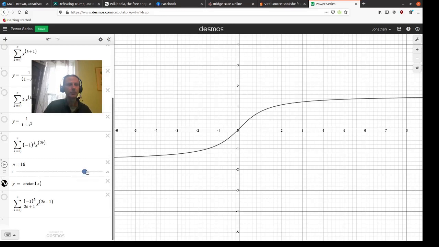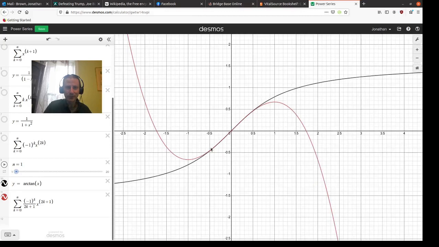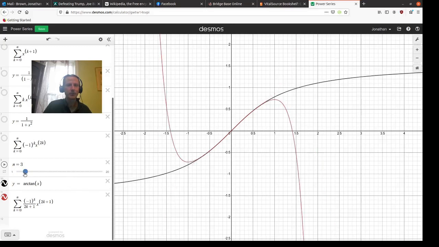And if we turn on our power series way of representing it, even when n equals 1, you can see we've actually got a pretty darn good approximation. Look how close they are between, say, minus a half and a half. Now, as I increase n a little bit, we will get a better and better approximation. This is actually converging a lot faster than the other ones.